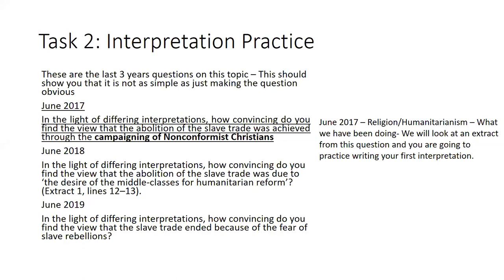So the second thing we're going to look at this morning is interpretation practice. Now, as I've said, these are the last 3 years' questions on this topic. And what we're going to look at is June 2017. In light of differing interpretations, how convincing do you find the view that the abolition of the slave trade was achieved through campaigning of non-conformist Christians?